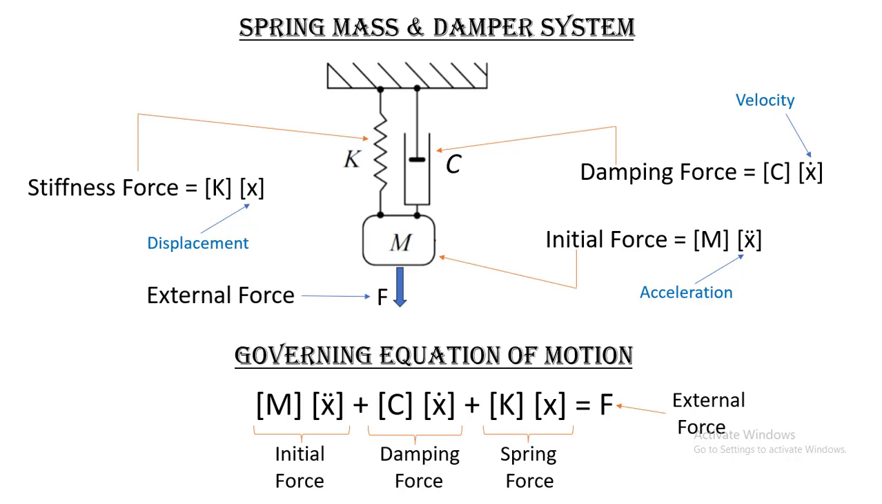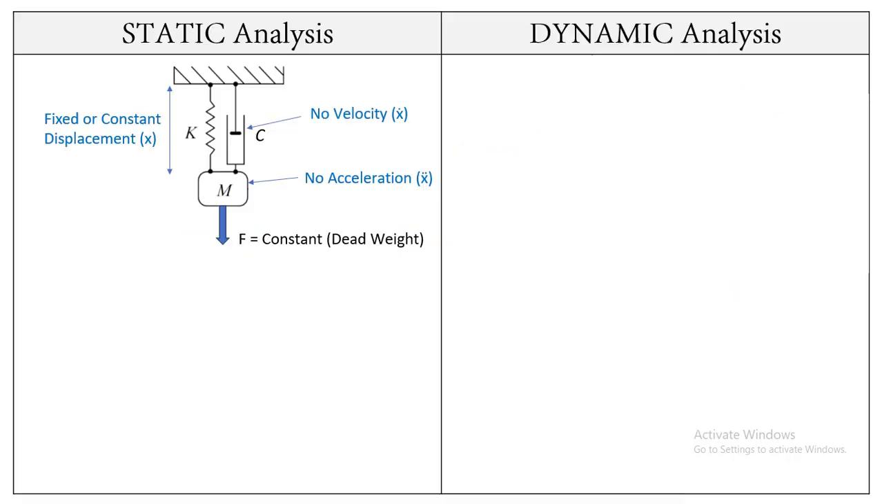The internal resistance force due to damping is nothing but the damping force, which is the product of the damping coefficient and the velocity. So according to the governing equation of motion, the total external force F is the sum of the inertial force, damping force and spring force. This governing equation of motion will change according to the type of the analysis. We will see how it will change in the static and dynamic analysis.